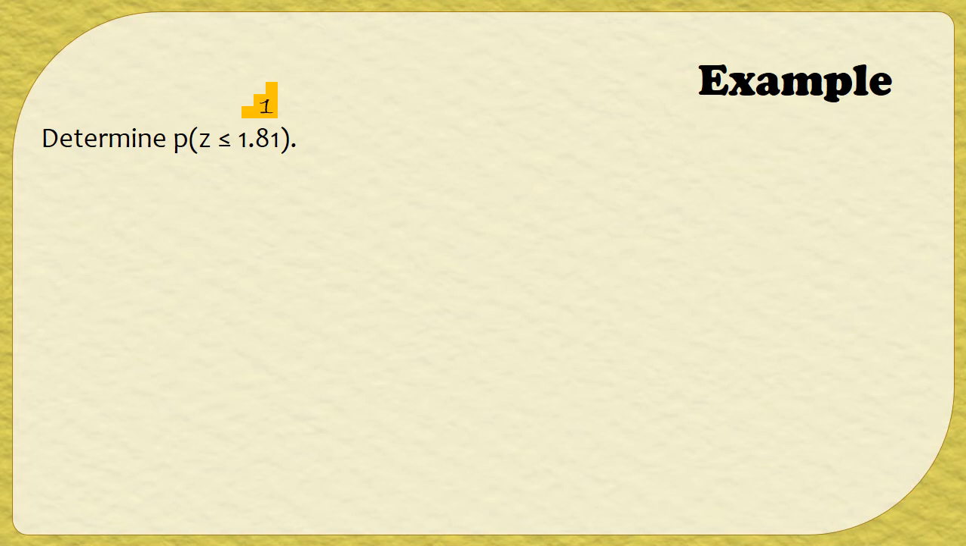Now, don't let the inequality mislead you. This 1.81 is the value that we're going to be using for z, even though it says that z is less than or equal to 1.81. The reason we're going to use 1.81 for z is because this z is kind of like the cutoff point. So 1.81 is the cutoff point for the values we're going to be looking for.